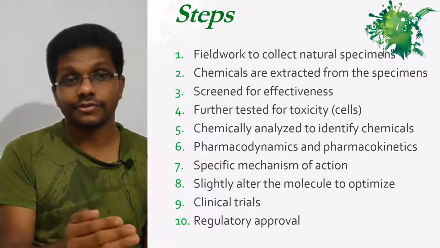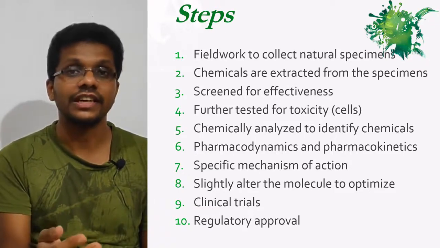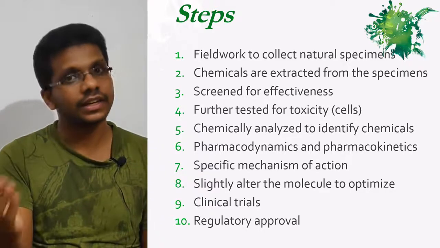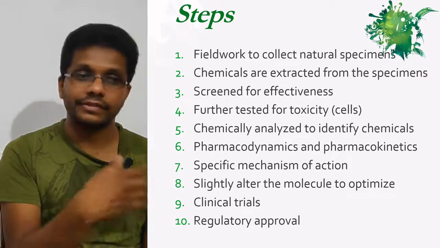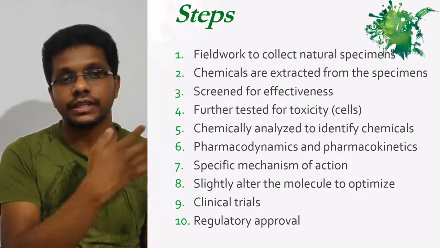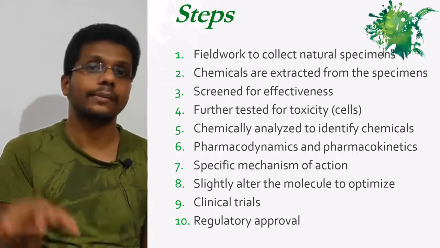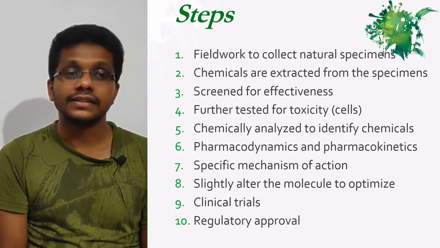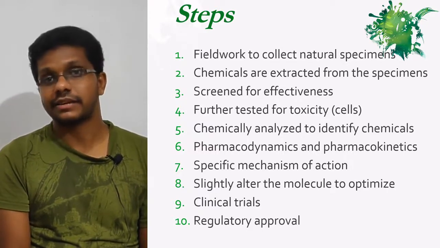And if we found that the chemical has no toxicity, we can go to the next step. If you find the chemical is toxic, you have to go back to the screening again. So if it is not toxic, what we do is chemically analyze the sample to get an idea about the chemical structure and the formula.